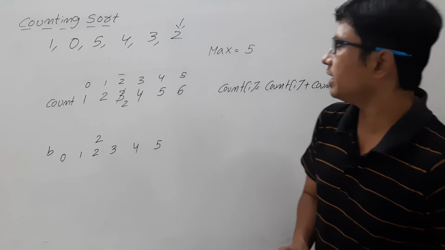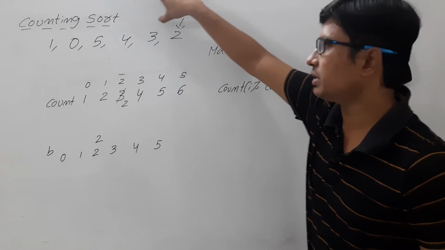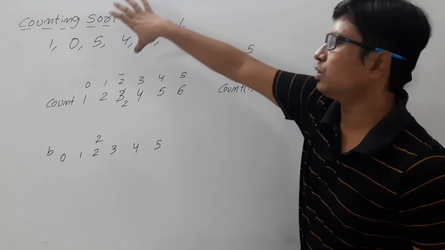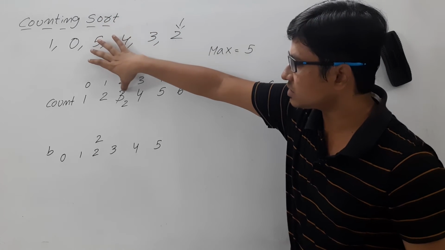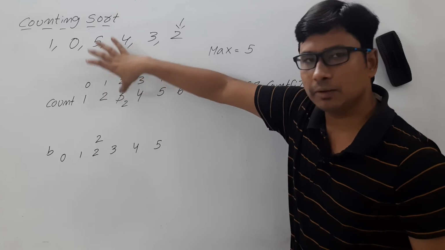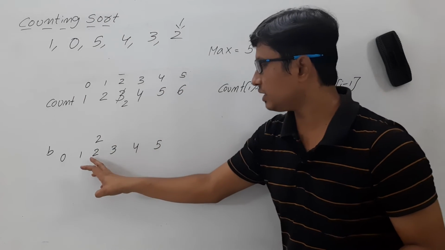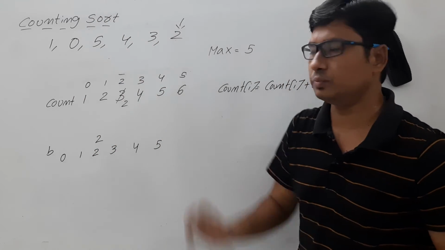Let me repeat again. You are reading the input from the right hand side. 2 is there. Go to the corresponding index. What is the value there? 3. Decrement by 1. It is 2. Go to the index 2 and keep the value as 2.